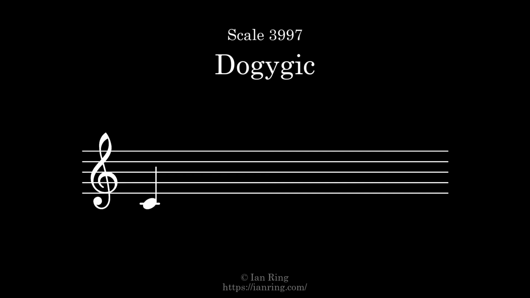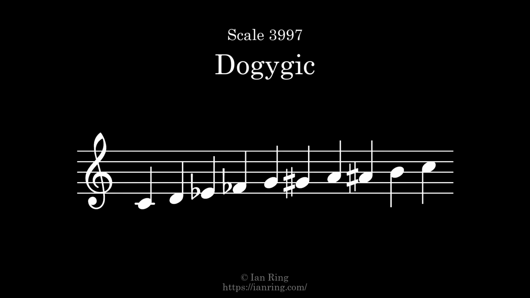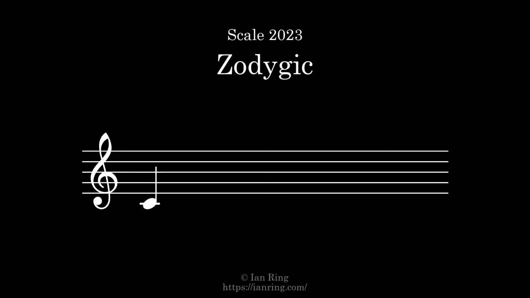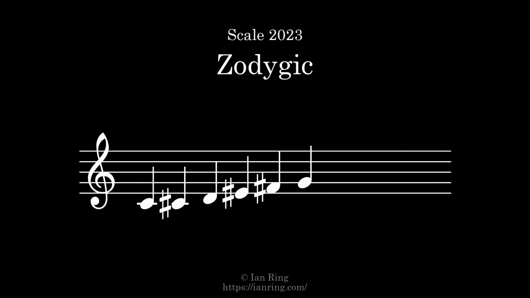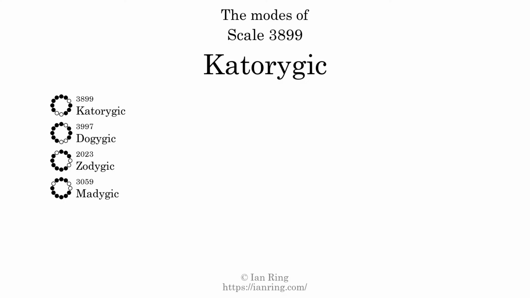This scale has 9 modes. The first mode is itself. The second mode is scale 3997, also known as digigic. It sounds like this. The third mode is scale 2023, also known as digigic. It sounds like this. The fourth mode is scale 3059, also known as digigic. It sounds like this.